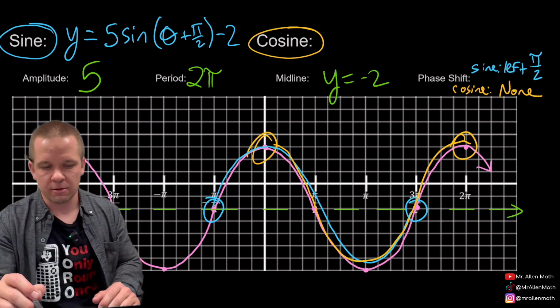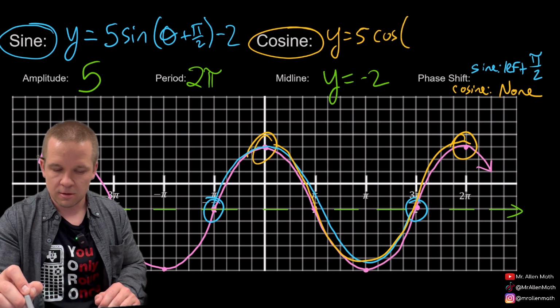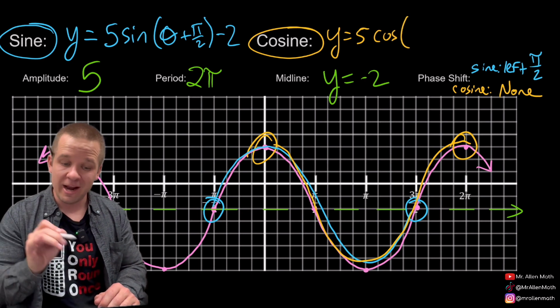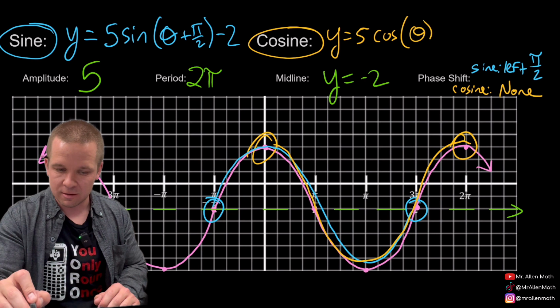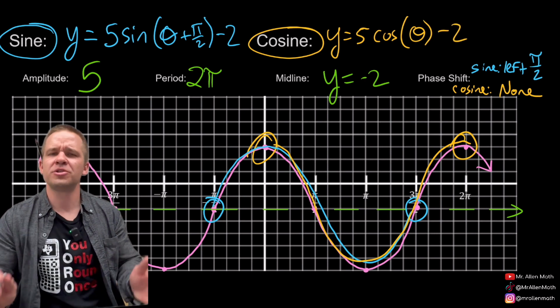How about my cosine graph? Well, it's still going to start as y equals, and then 5 cosine. No multiplier and no phase shift, so just theta, and then -2. That's it. It's awesome. Let's do it just for fun here.